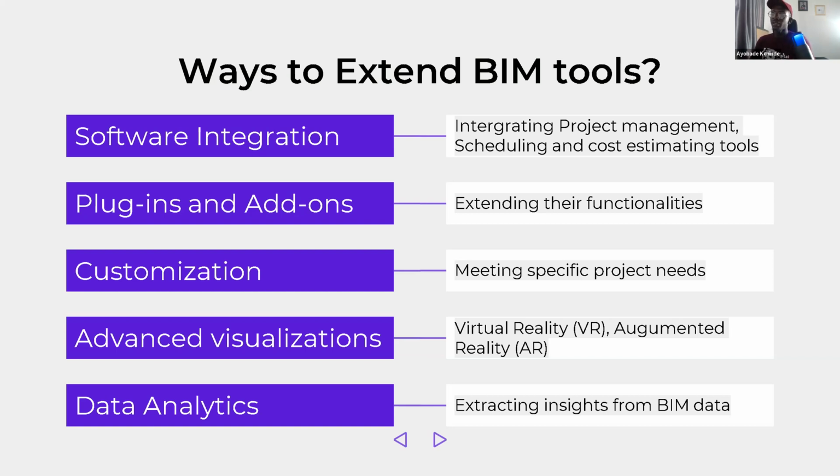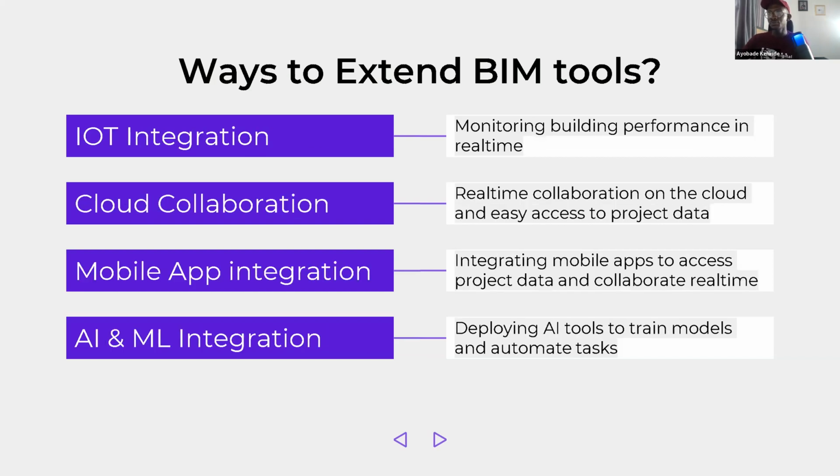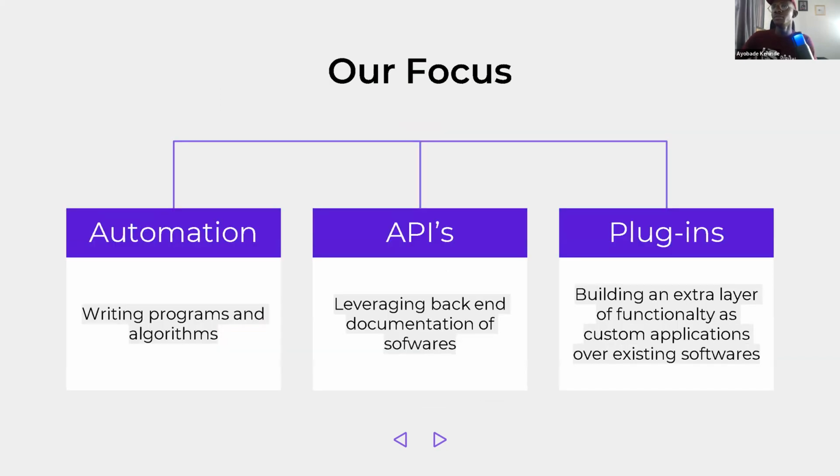And now, data analysis, which basically involves extracting insights from BIM data. So these are the ways, amongst others, which I also have here. IoT integration, that's Internet of Things, can also monitor the building performance. It's one way to extend BIM tools. Cloud collaboration and mobile app integration, artificial intelligence, machine learning. Yeah, the various ways we can extend BIM tools.